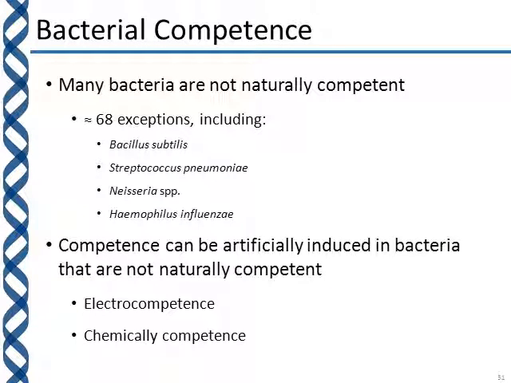Many bacteria are not naturally competent. There are roughly 68 exceptions, which include the 4 that are shown here. Competence can be artificially induced in bacteria which are not naturally competent, and this can be achieved via electrocompetence and chemically induced competence.